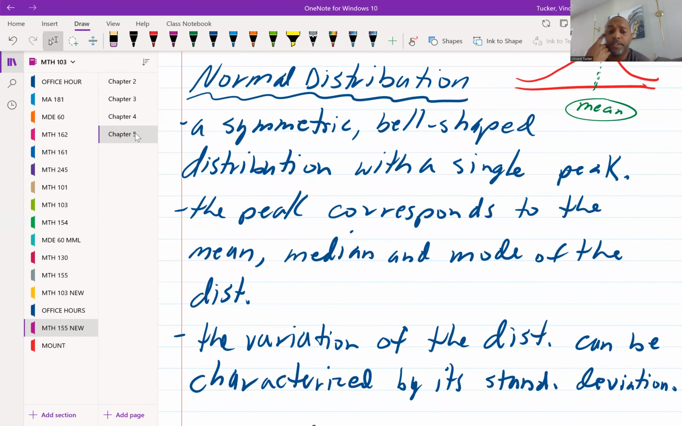And then the variation of the distribution can be characterized by its standard deviation. And we'll get more into that and what that means as we progress forward. Start talking about using standard deviation to measure how far a value is away from the mean. So like I said, we'll talk about that more after this section.